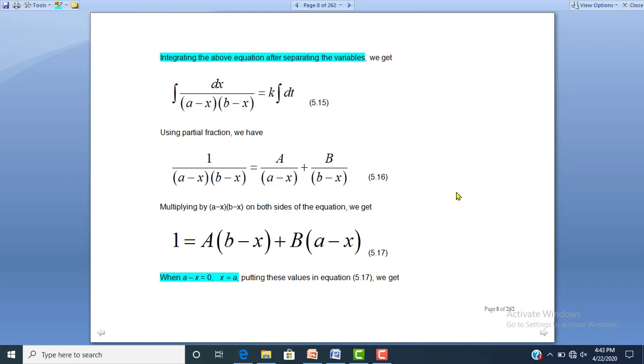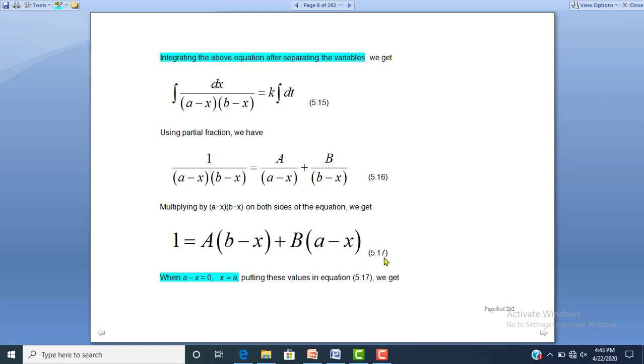Now we will multiply (a minus x) into (b minus x) on both sides of this equation 5.16. When we multiply, the left hand side cancels out, so the remaining is only 1. Here, this (a minus x) is cancelled with this (a minus x), so the remaining is A into (b minus x). And here, (b minus x) will be cancelled with this (b minus x), so the remaining value will be B into (a minus x). This is equation 5.17.